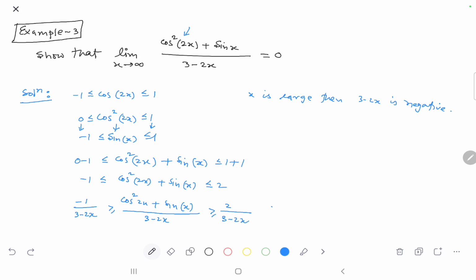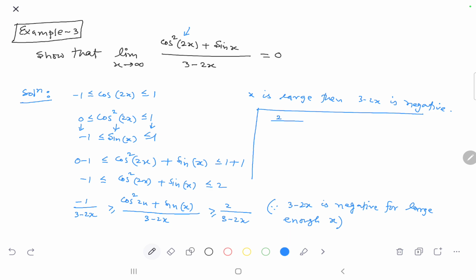Because 3 minus 2x is negative for large x. So what we are getting? Let me write it here. We are getting 2 by 3 minus 2x is less than or equal to cosine square 2x plus sine x divided by 3 minus 2x, which is less than or equal to minus 1 by 3 minus 2x.